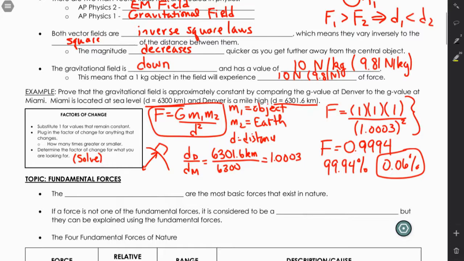From here on out, we're going to continue to build all the way up to circular motion. We're still going to do some gravitational field type scenarios as we go from here.